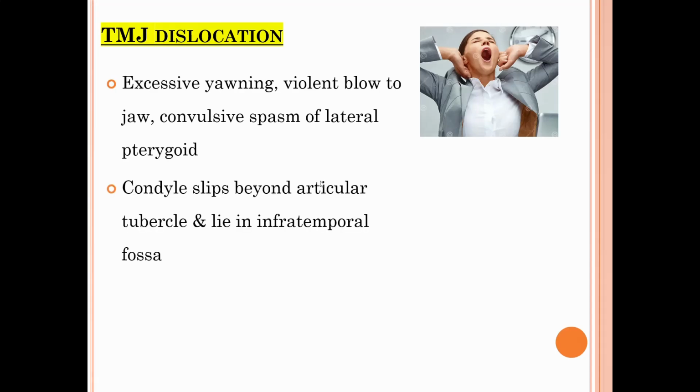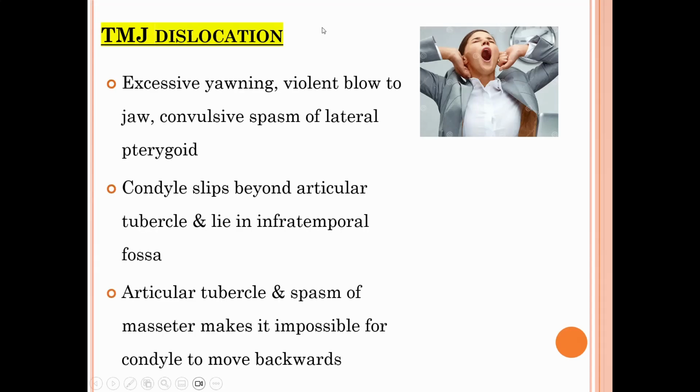Now, applied anatomy. Related to the temporomandibular joint, the most common condition is temporomandibular joint dislocation. What can be the cause? Excessive yawning, a violent blow to the jaw, or convulsive spasm of the lateral pterygoid. Here the condyles slip beyond the articular tubercle and lie in the infratemporal fossa. The articular tubercle and spasm of masseter make it impossible for the condyle to move backward. Remember, the condyle is not going behind, it is coming in front.